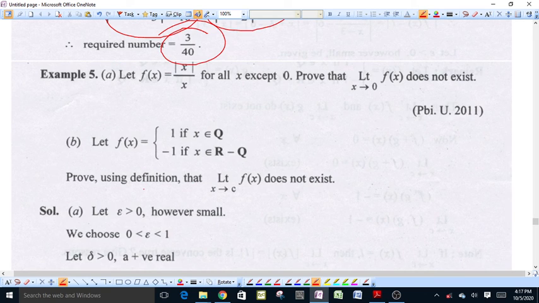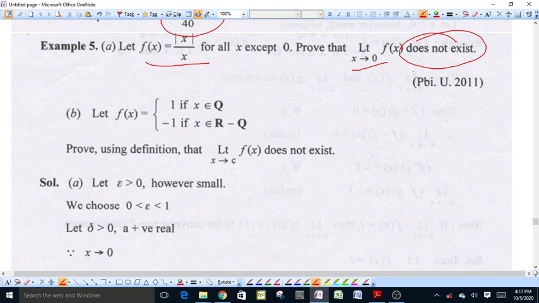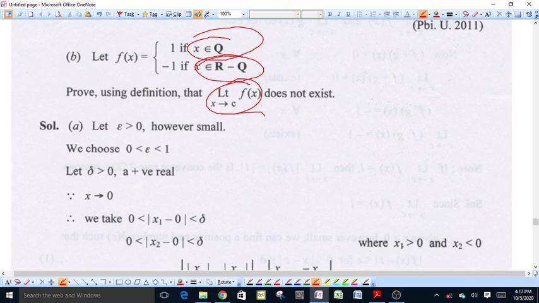Now see this example. Let f(x) = |x|/x for all x except 0. Then prove that the limit of function f(x) as x approaches 0 does not exist. And let f(x) = 1 if x is rational and -1 if x is irrational. Prove by using the definition that the limit of f(x) as x approaches c does not exist. Now we take the first part.